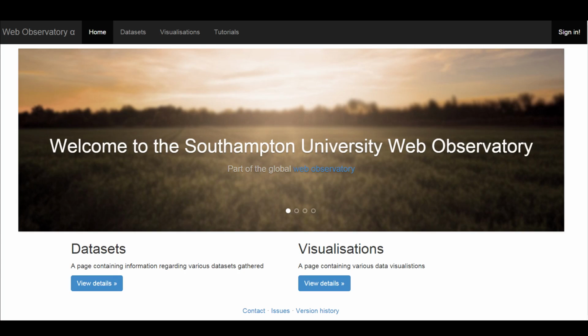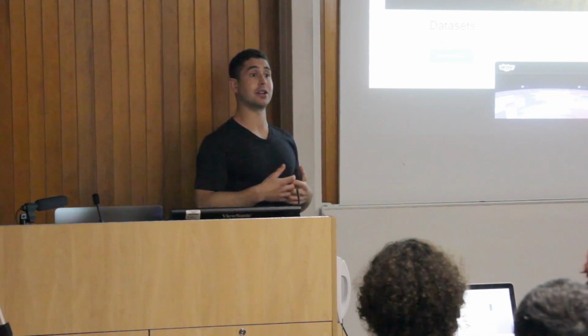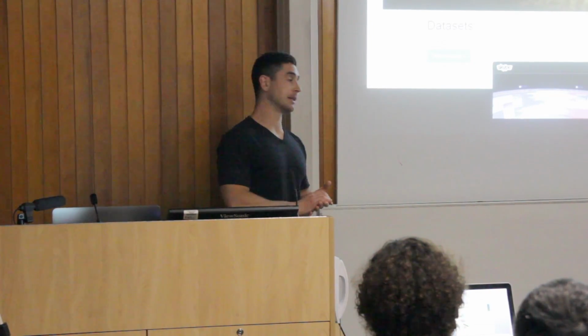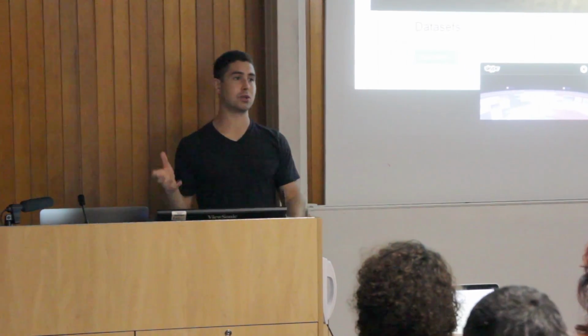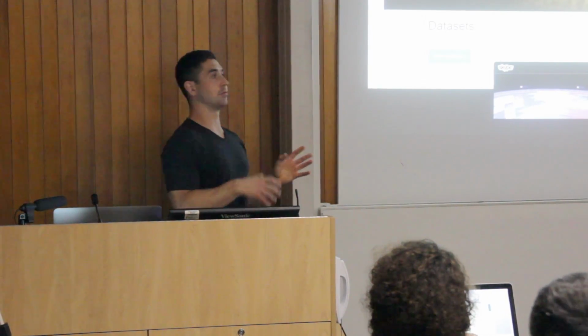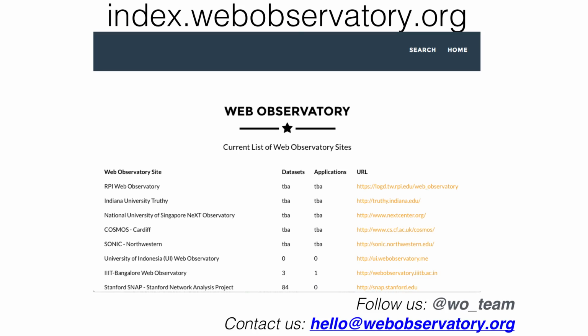So what the Web Observatory is, in its basic instantiation, is a website. If you go to webobservatory.soton.ac.uk, you get presented with a website where you can find data sets and visualizations or applications, and these are various different data sets collected by researchers within Southampton or outside of Southampton. And the visualizations are based on those data sets. So they could be visualizations of, say, live Twitter streams, or visualizations of, I don't know, Wikipedia revisions and analysis based on that.